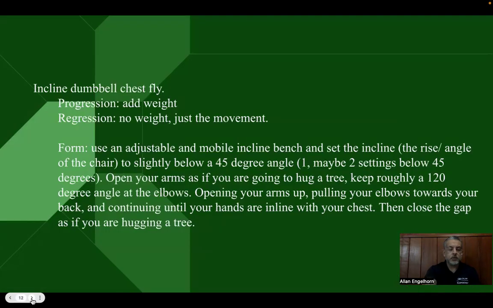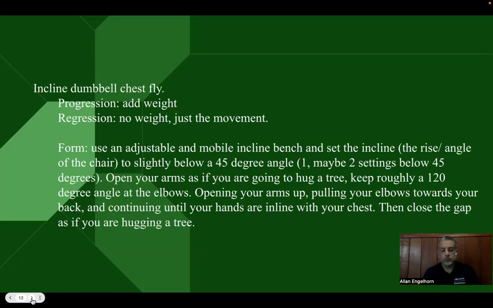All right, next we have incline dumbbell chest flies. So progression, once again, add weight. If it's too easy, add some weight, make it harder. If it's too hard, you want to regress, you want to make it easier, take some weight off. If you still can't do it, no weight, just do it with just the motion. Get comfortable with it. Go through the motions and then slowly increase weight, which slowly makes it heavier, makes it harder.